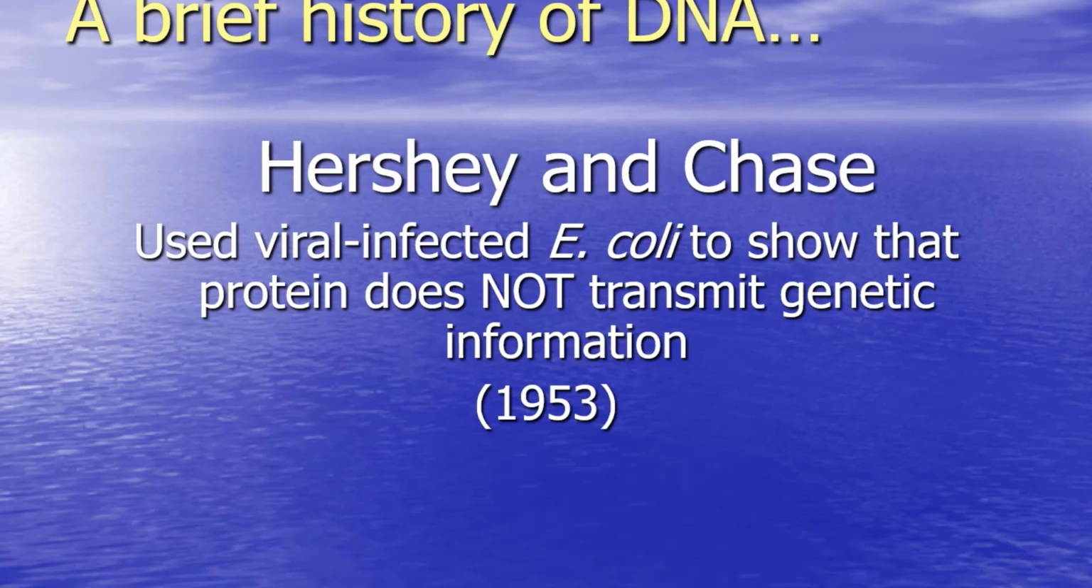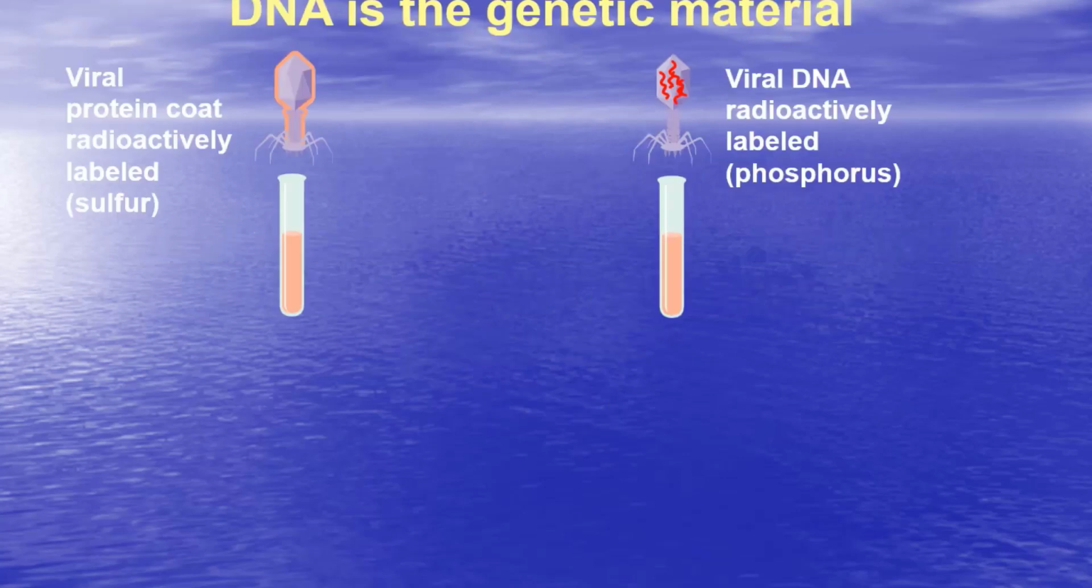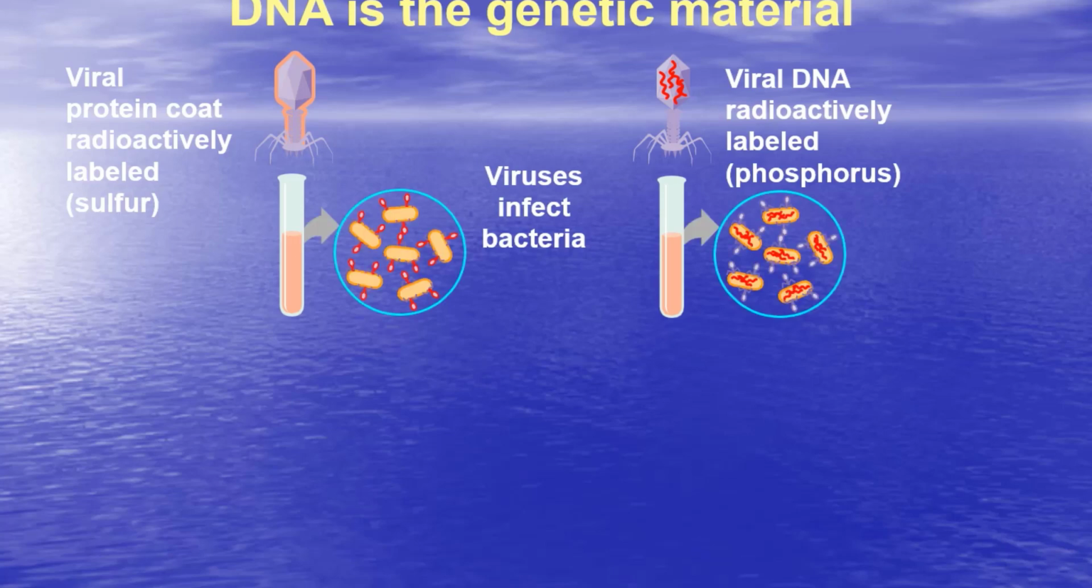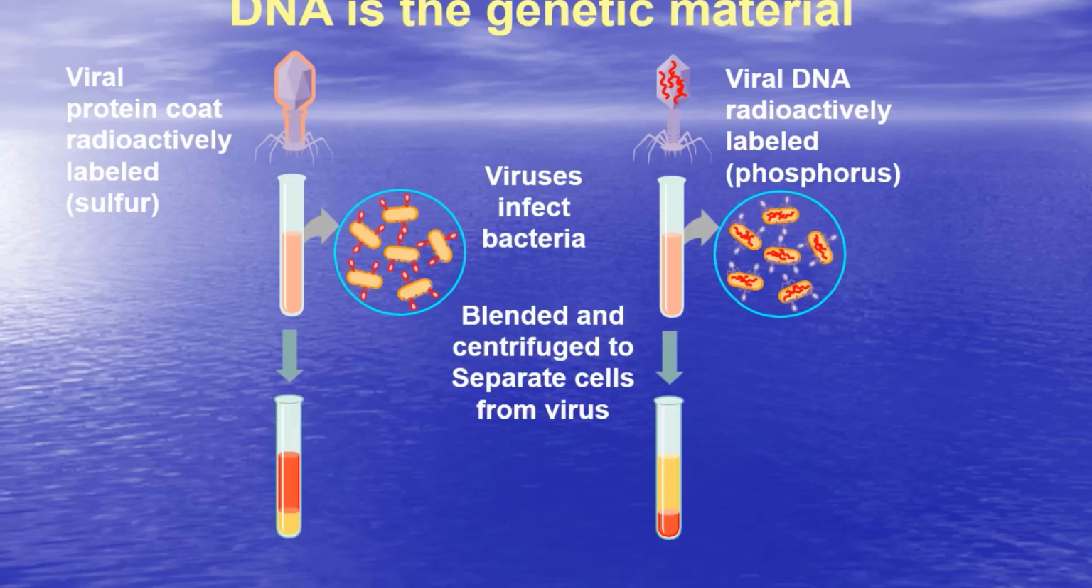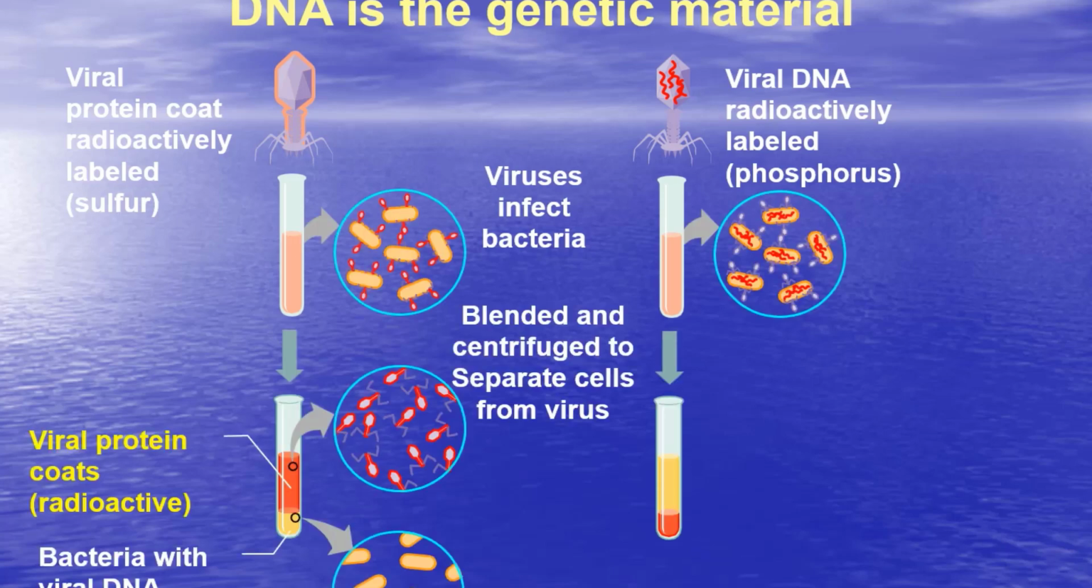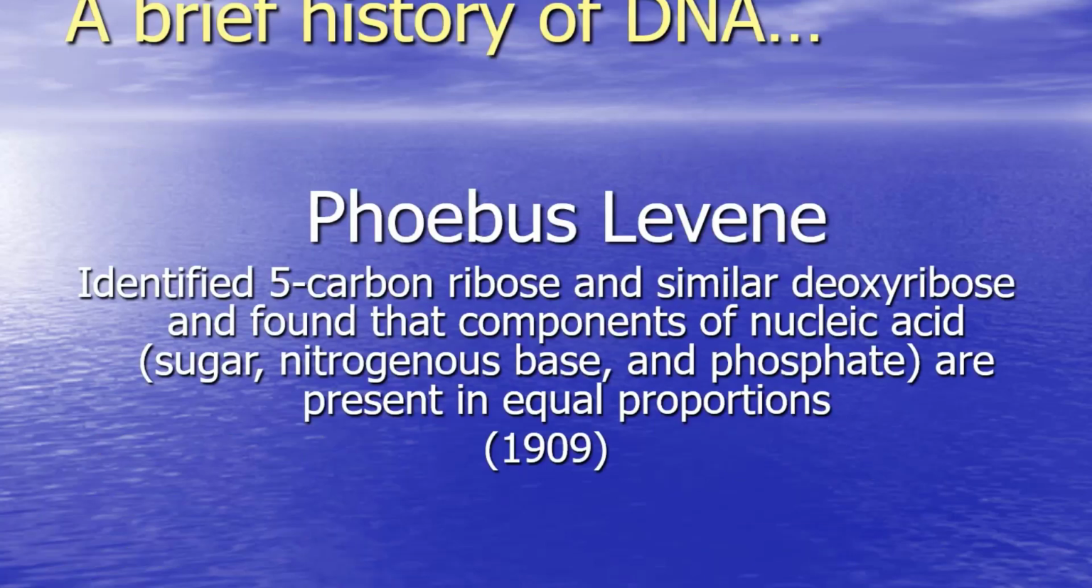Hershey and Chase used viral infection of E. coli to show that protein doesn't transfer genetic information, in 1952. DNA is the genetic material. Viral protein coat, radioactivity labeled. Virus infects bacteria.